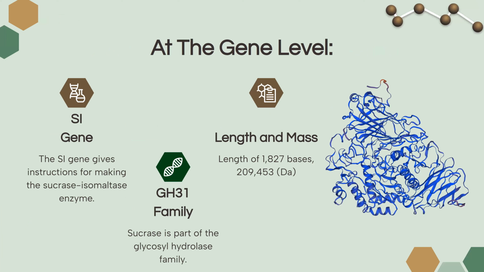Let's talk about sucrase down at the gene level. The protein coding gene responsible for giving the instructions for making the sucrase isomaltase enzyme is the SI gene. Sucrase is part of the glycosyl hydrolase family with a whopping length of 1,827 bases and a mass of 209,453 daltons.